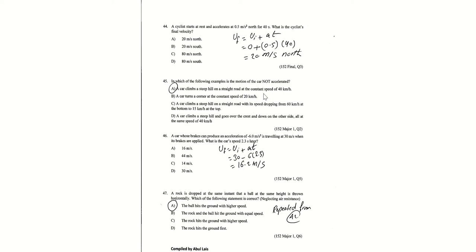Now let's move on to 46, and it says that a car whose brakes can produce an acceleration of negative 6.0 meter per second squared is traveling at 30 meters per second. When its brakes are applied, what is the car's speed 2.3 seconds later? So I have v final equal to v initial plus at. What is the v initial? It's 30 meters per second. And what's the acceleration? That's a negative 6 multiplied by the time, which is 2.3 seconds, as indicated in the problem. Remember, the acceleration must be negative, must be minus. You will end up with 16.2 meters per second. So I guess 16 will be the closest answer here.